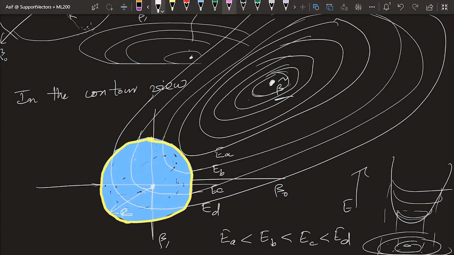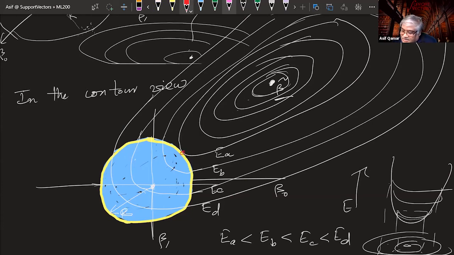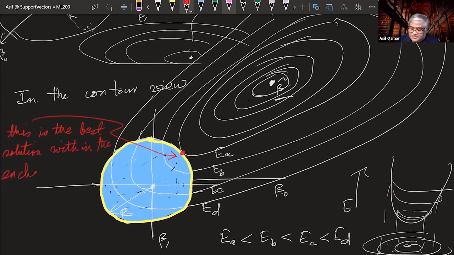EA, EB. Just at this point, isn't it? Let me mark this point as some point, this point, isn't it? This is the best I can do, within the enchanted disk. We agree with this, right?